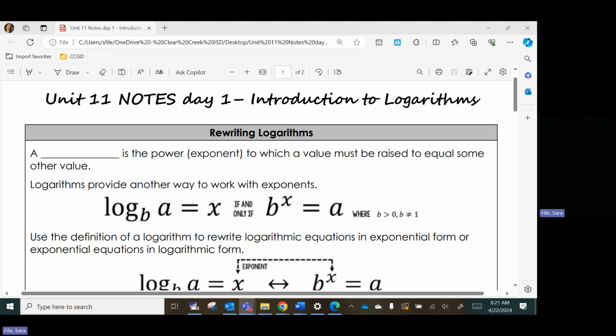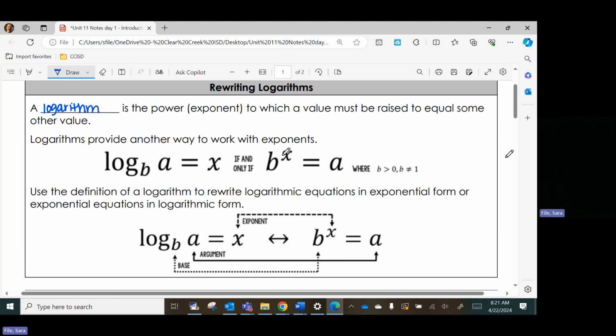Okay, so a logarithm is the power or exponent to which a value must be raised to equal some other value. Okay, so logarithms provide another way to work with exponents. We're going to be able to rewrite logs and exponents in log form and exponential form. You can go back and forth between the two forms.